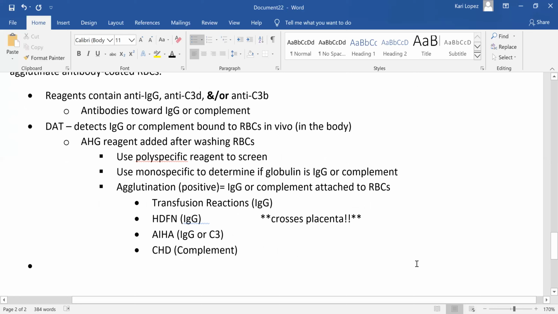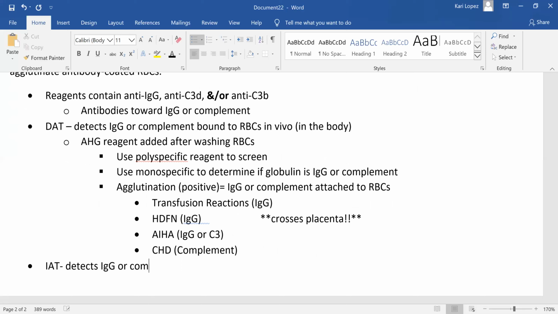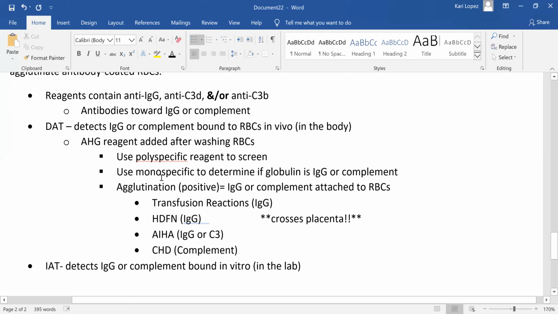Now another test example is your IAT, which is your indirect antiglobulin test, and what it does is detect IgG or complement bound in vitro. Complement down and again to the red blood cells, but this one's going to be in vitro. Now, what does in vitro mean? That's going to be in the lab or outside the body. So, your difference in the DAT versus IAT is going to be whether the complement is bound in vivo or in vitro.